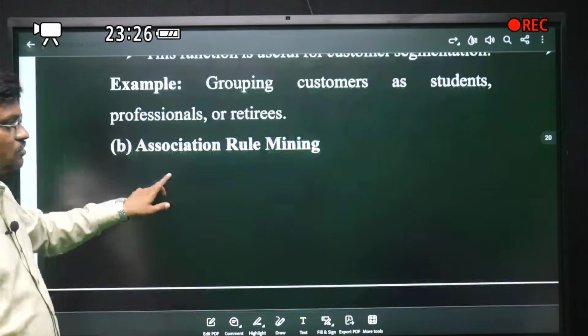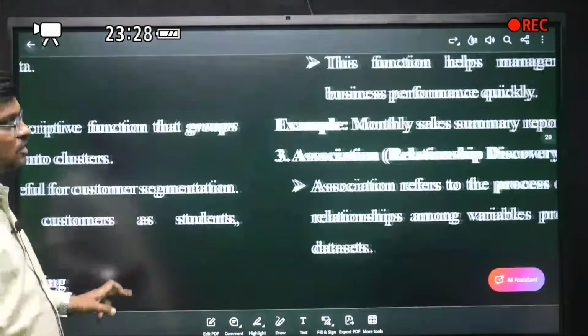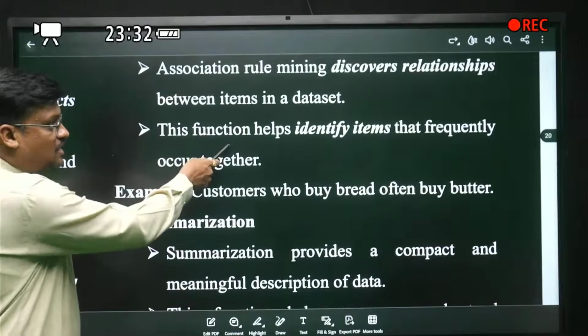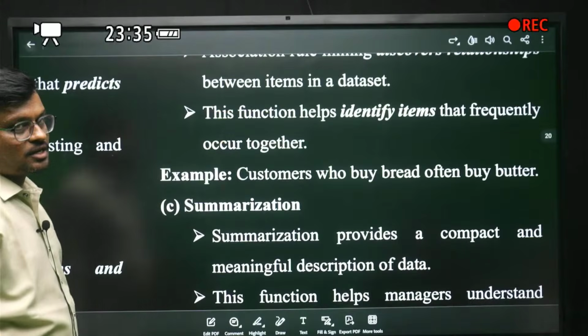Then the second thing is association rule mining. This association rule mining is used to discover the relationships between the items in a data set.